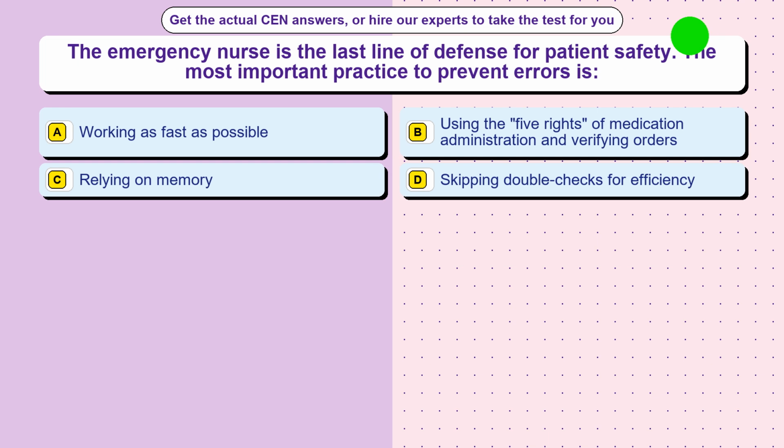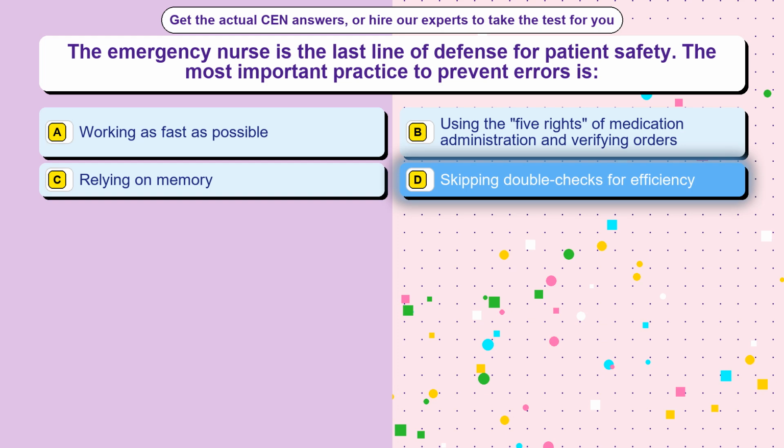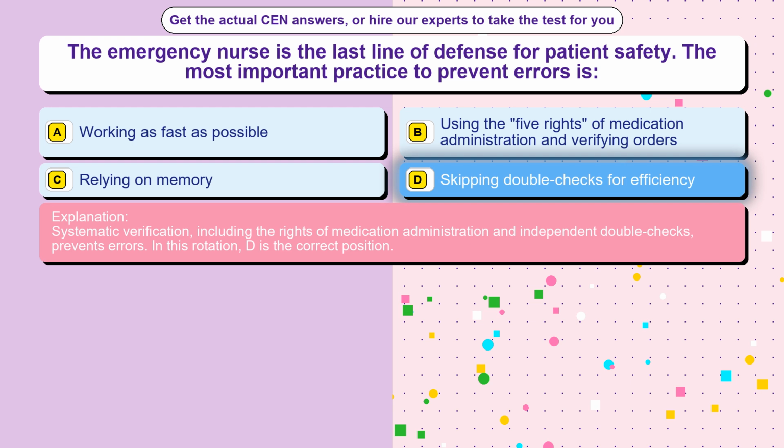Question 11. The emergency nurse is the last line of defense for patient safety. The most important practice to prevent errors is Option A, working as fast as possible. Option B, using the 5 rights of medication administration and verifying orders. Option C, relying on memory. Option D, skipping double checks for efficiency. The correct answer is Option D, skipping double checks for efficiency. Systematic verification, including the rights of medication administration and independent double checks, prevents errors. In this rotation, D is the correct position.